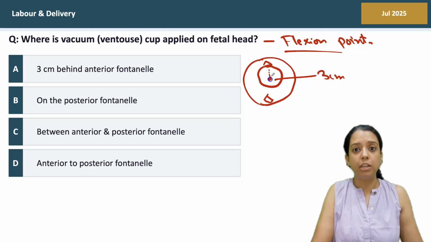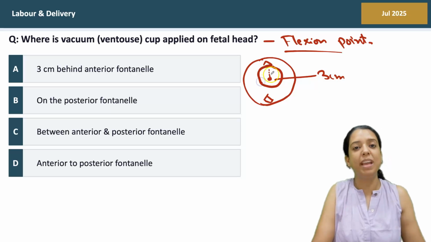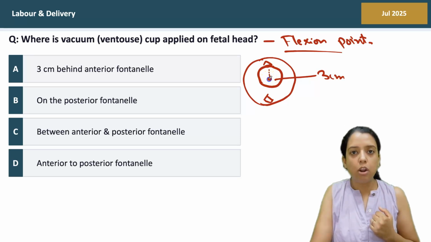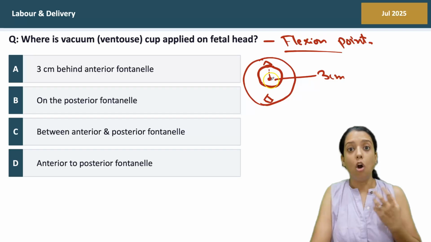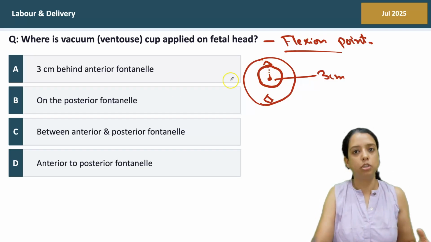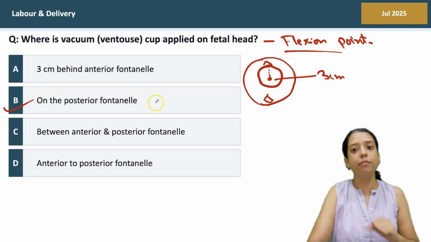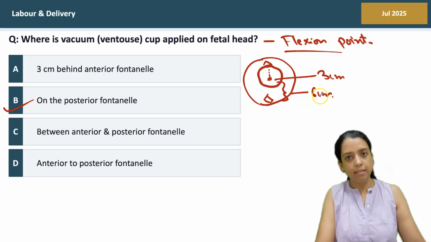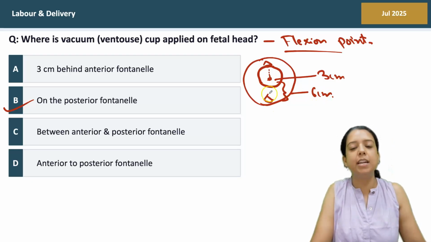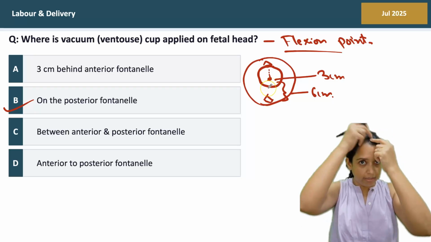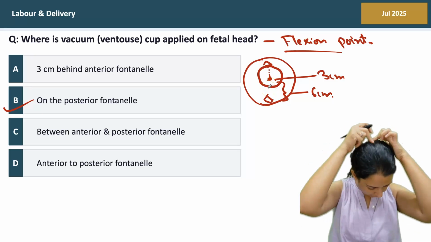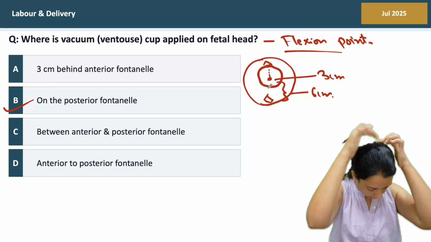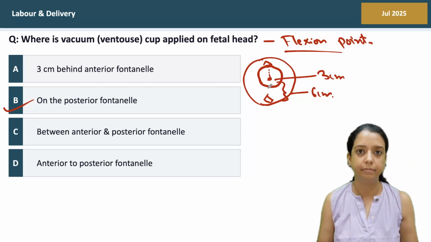So when the center is on the flexion point, the rim of the vacuum is on the posterior fontanelle. So how can I describe it? The center of the vacuum is 3 centimeter in front of the posterior fontanelle, or the rim of the vacuum is on the posterior fontanelle. One more way of saying it: the center is 6 centimeter behind the anterior fontanelle. That is another way. So either 6 centimeter behind or 3 centimeter in front. This is the flexion point. And when it is kept on the flexion point, the rim of the vacuum is on the posterior fontanelle. Okay.